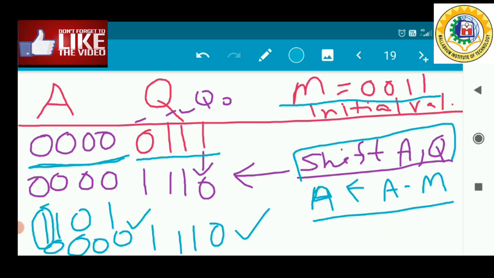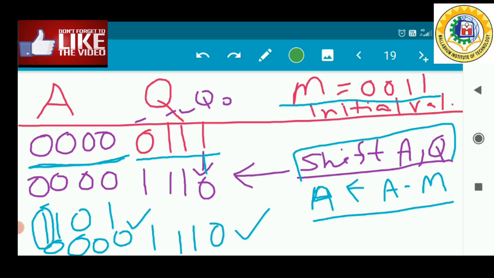So what do you mean by the logical shift? Logical shift means you first make this bit equal to 0 forcefully, and then shift all of A and Q left by one bit. That means this 1 1 1 is again 0. So this is the meaning of the logical shift.